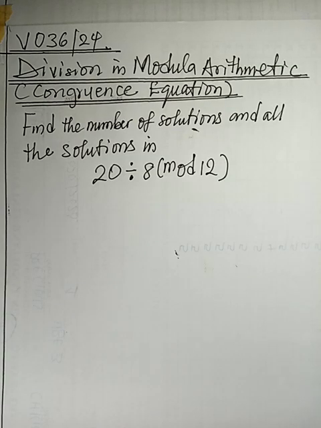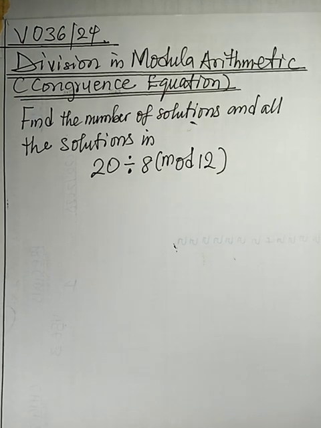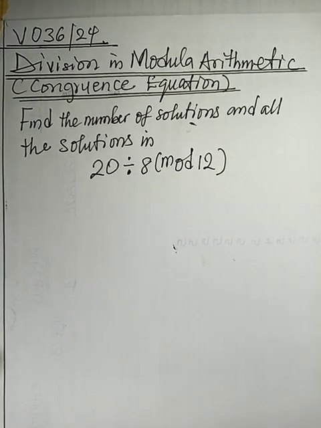All right, so 20 divided by 8 mod 12. How do we approach it? Remember, in modular arithmetic, we're only interested in the remainders. Integer operations that result in integer answers or results are permitted. Operations that result in decimals and fractions are not permitted. So pay close attention. I'm sure you'll learn one or two things from this video.